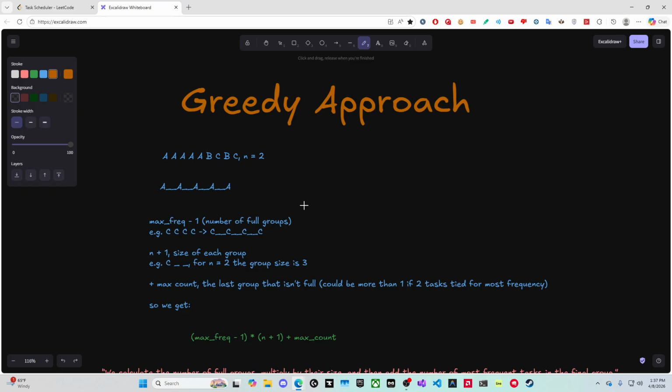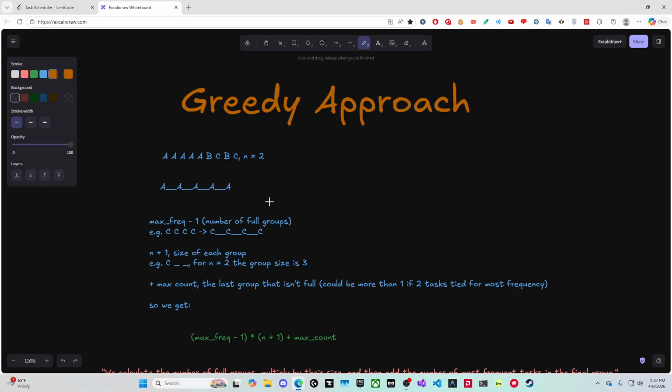Okay. Interesting observation. Now, when we do n plus 1, we get the size of each group, right? And that makes sense, right? Because n is how long we have to wait, right? So n is 2. We have to wait 2. We add 1 because we have to account for this A. So our size of our group is 3, okay? Okay, so there's 1, 2, 3. There's 4 groups, and each group is of size 3, okay?